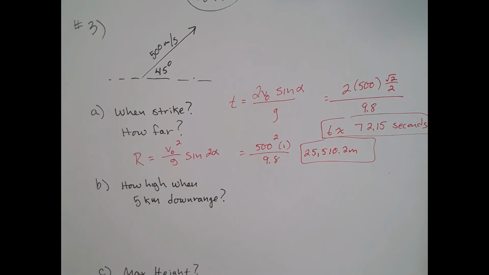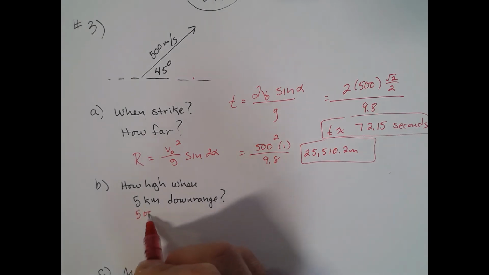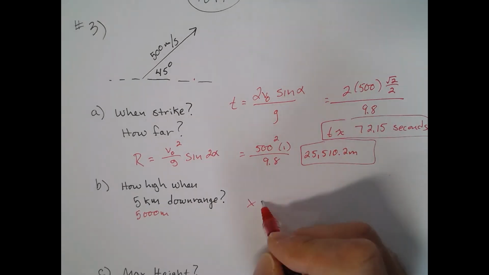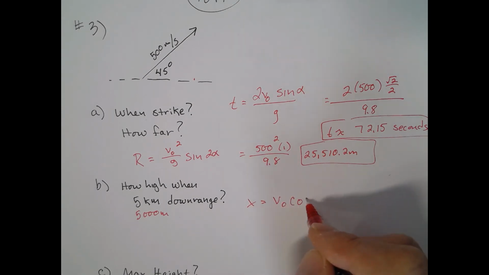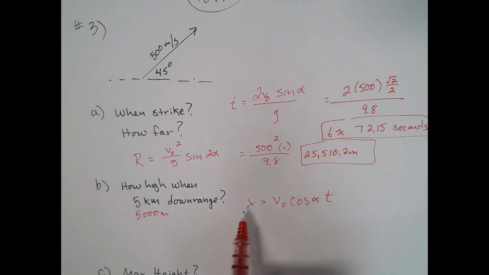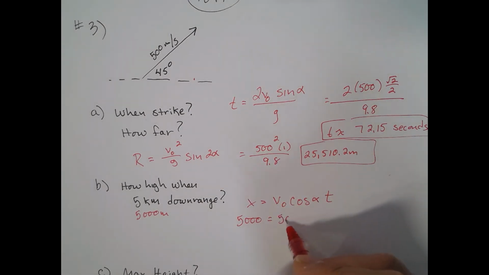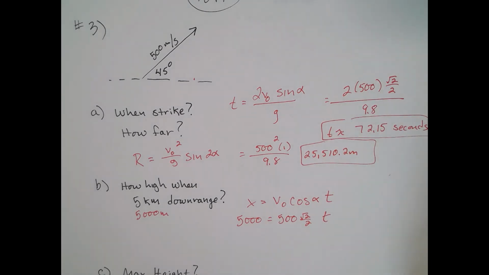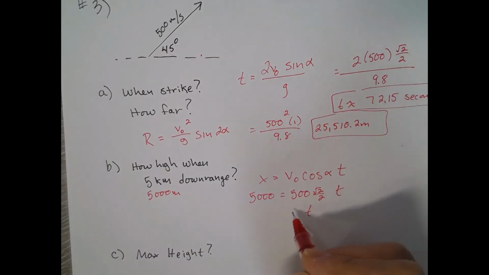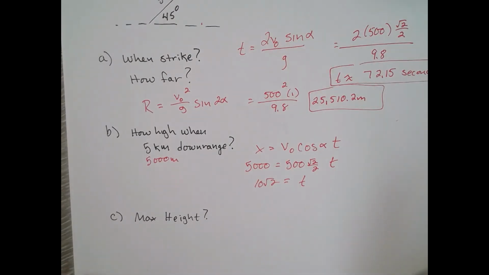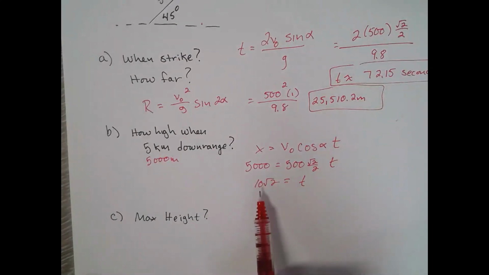How high when it's 5 kilometers downrange? So we know it's 5 kilometers, that's 5,000 meters. And in this problem, everything up to this point has been in meters. We know our x equation is always the initial velocity times cosine of the angle times t. In this case, our horizontal distance is 5,000. Our initial velocity or speed is 500 times the cosine of 45 degrees, which is square root of 2 over 2, and then times t. So divide by 500, divide by square root of 2 over 2. Our time is 10 square root of 2. So we know that when the projectile is 5 kilometers downrange, it is 10 square root of 2 seconds.